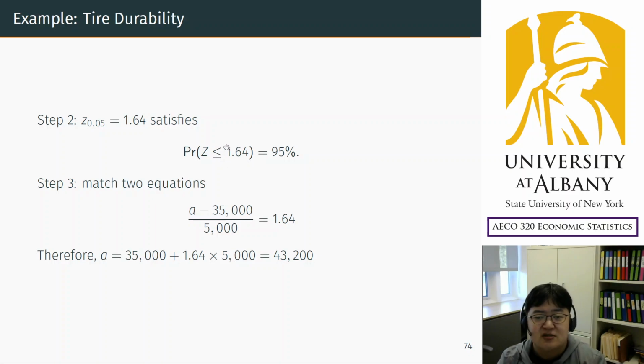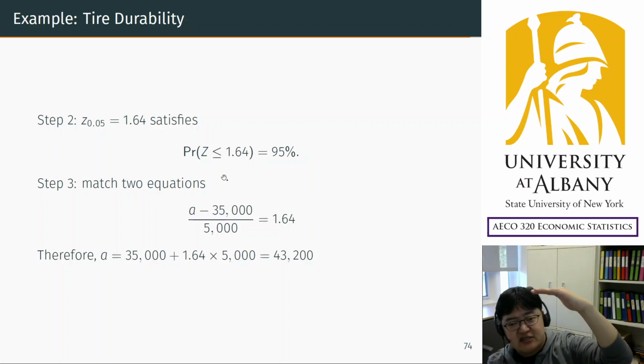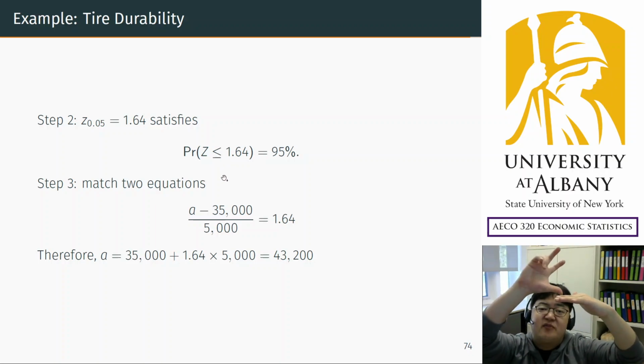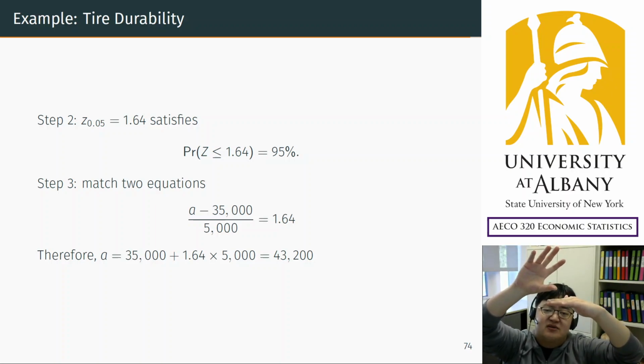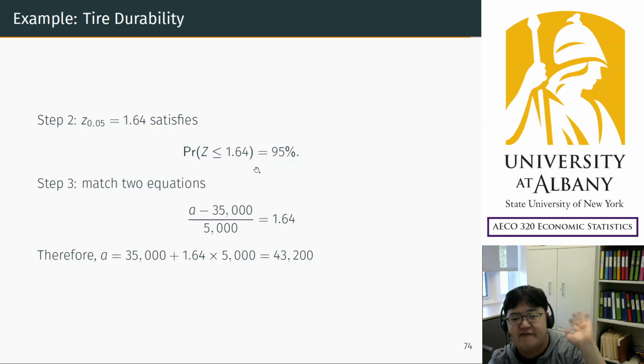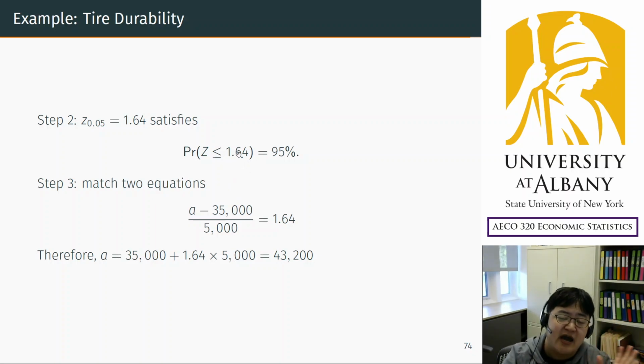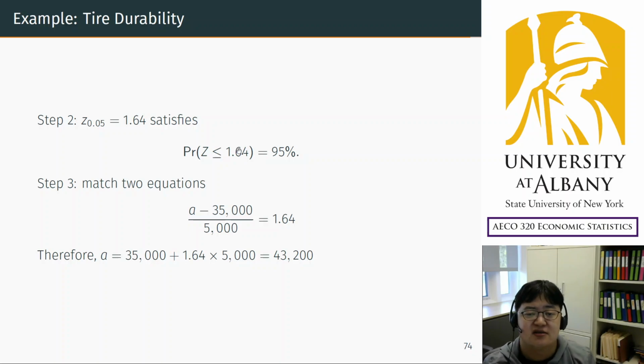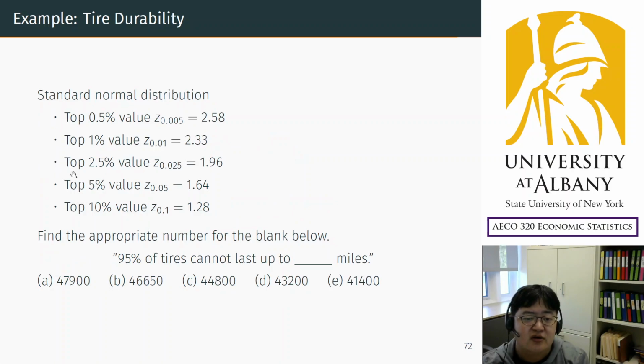95% of tires cannot last beyond that point. That means it's the top 5%. 95% is below, and there are only the top 5%. So you may think of it as the top 5% value or the 95th percentile. Either way, you can use Excel to find it, or I gave you that the top 5% is 1.64.